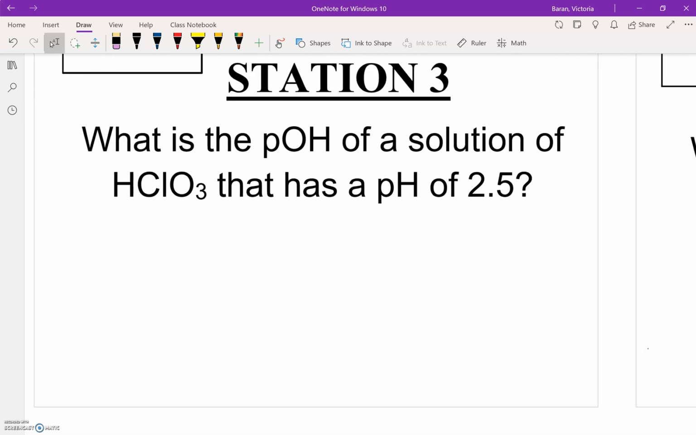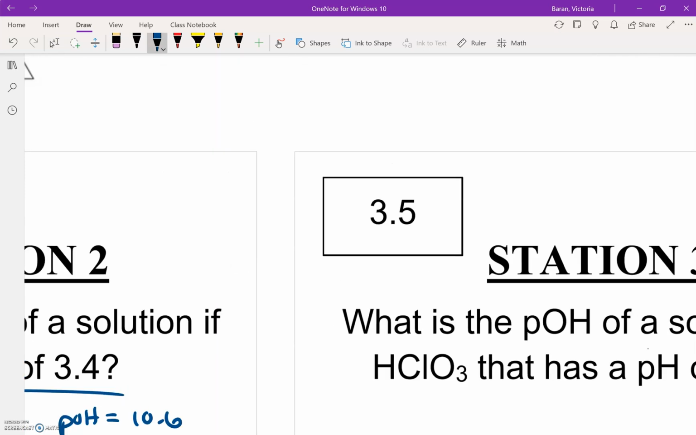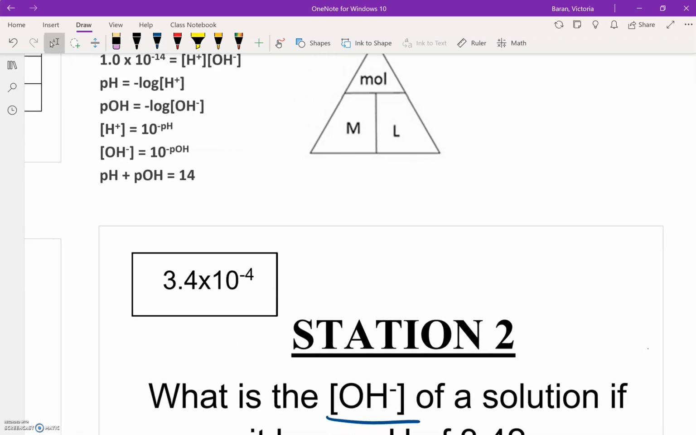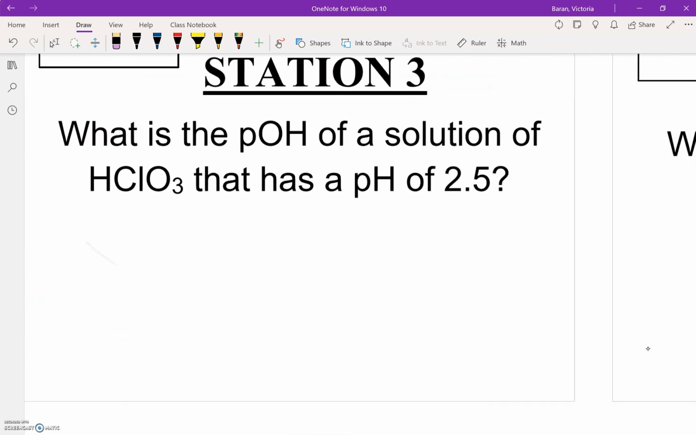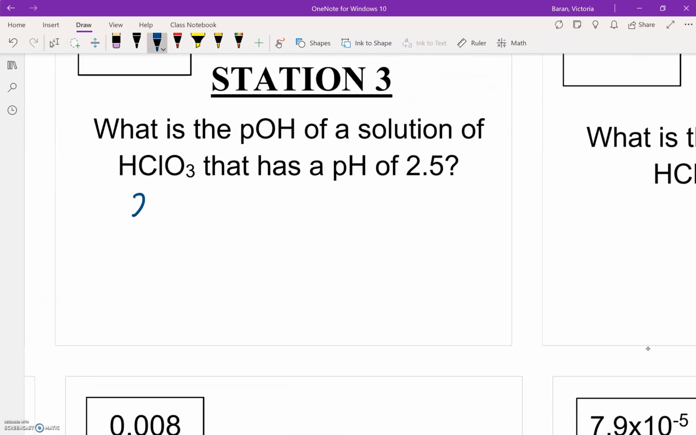Okay, moving on to the next station. What is the pOH of a solution of HClO3 that has a pH of 2.5? So this is really easy. We're just going to use, again, this is kind of one of my personal go-to equations. We're just going to use that equation because they gave us pH, which is 2.5, plus pOH, which is what you're solving for, equals 14.